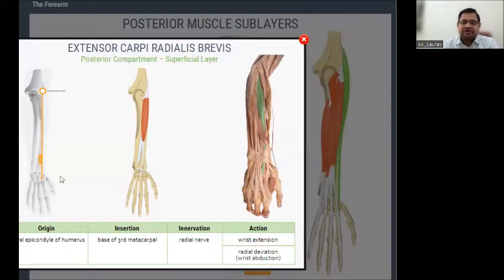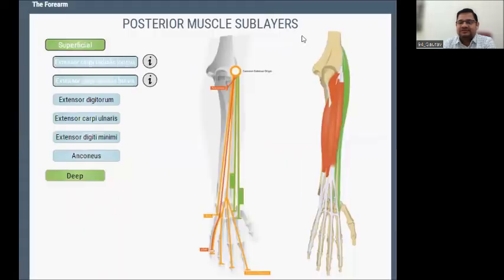For extensor carpi radialis brevis, the origin is the lateral epicondyle of the humerus, the common origin. Insertion will be on the base of the third metacarpal. Nerve supply is the radial nerve. Action will be the same, wrist extension or deviation.